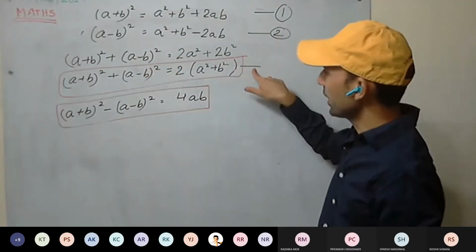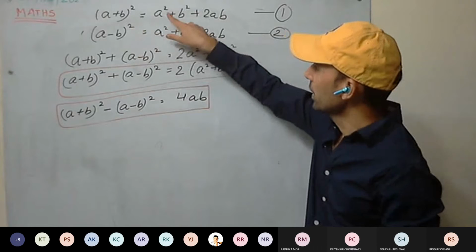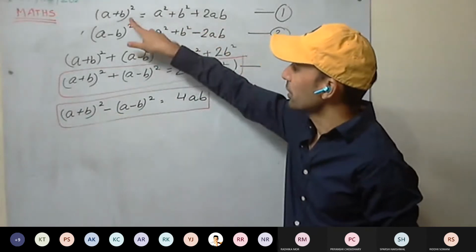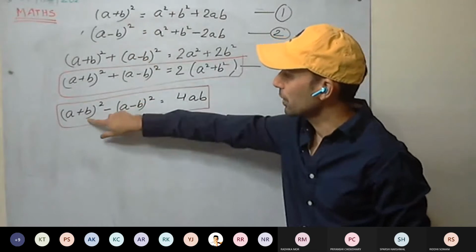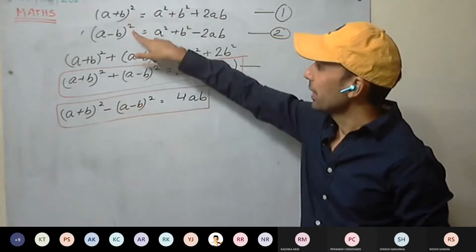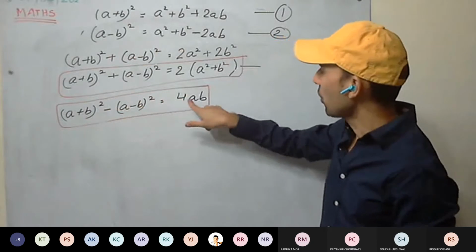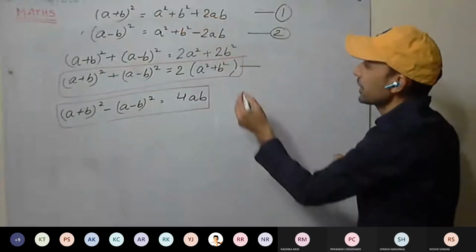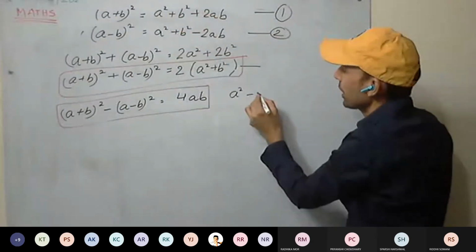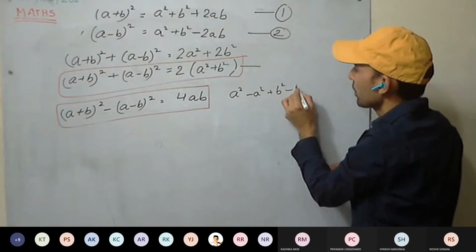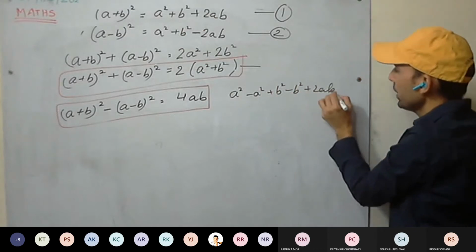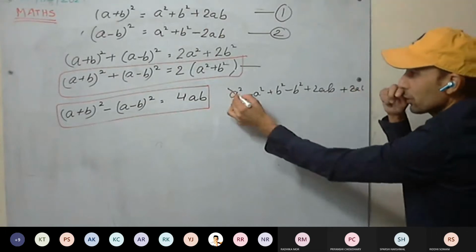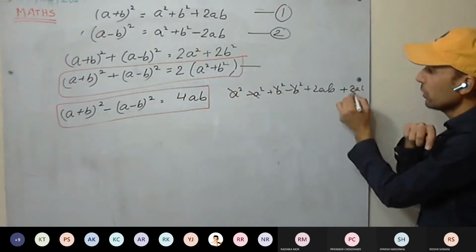In this identity, we have added them, so they got added. And here we have subtracted them, separating the second from the first. So (a plus b) the whole square minus (a minus b) the whole square. Now on the right hand side, you can write it like this: a square minus a square plus b square minus b square plus 2ab, minus minus, so it will be plus 2ab. So a square minus a square is 0, b square minus b square is 0, and we get 4ab.